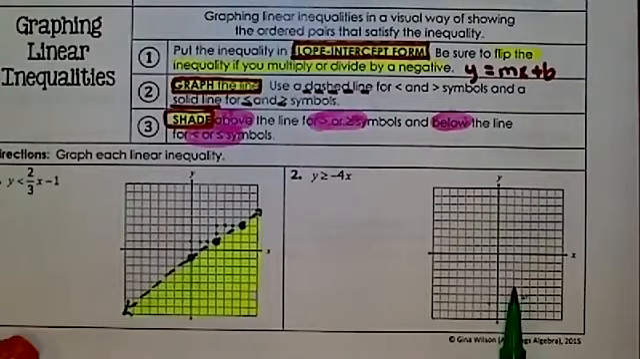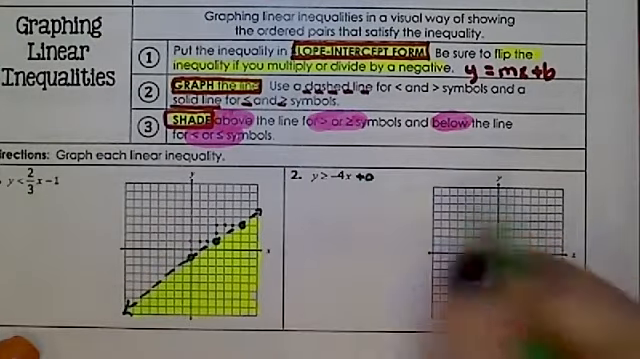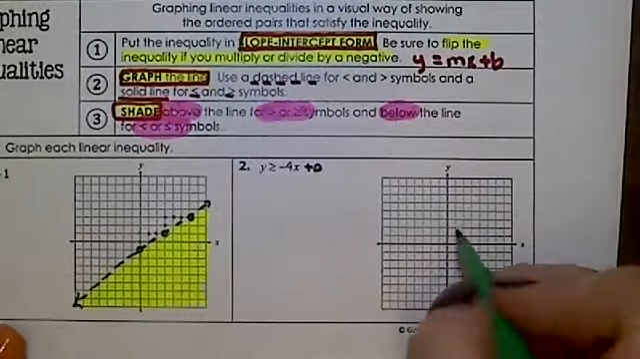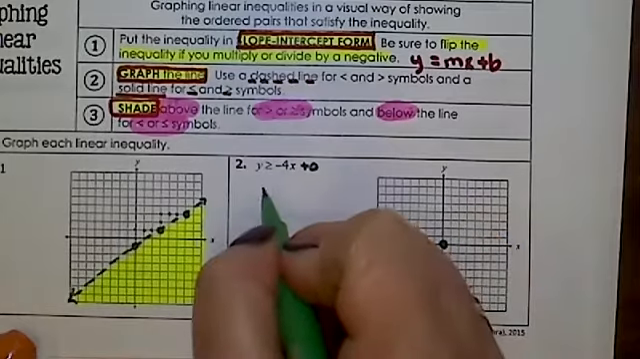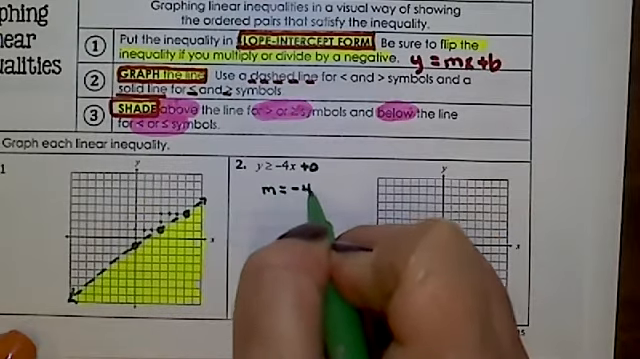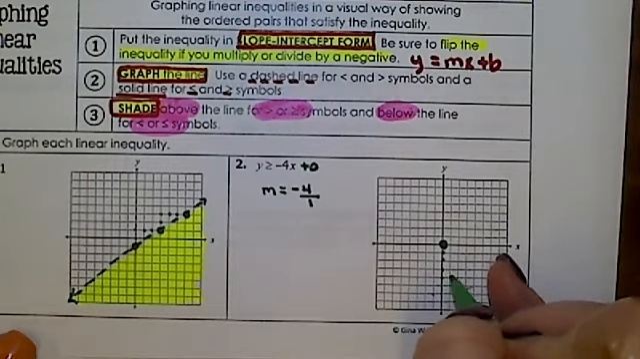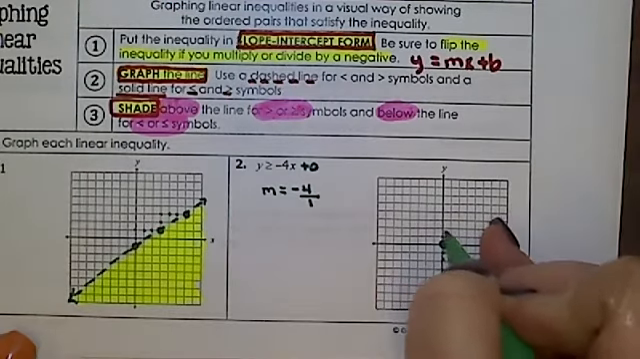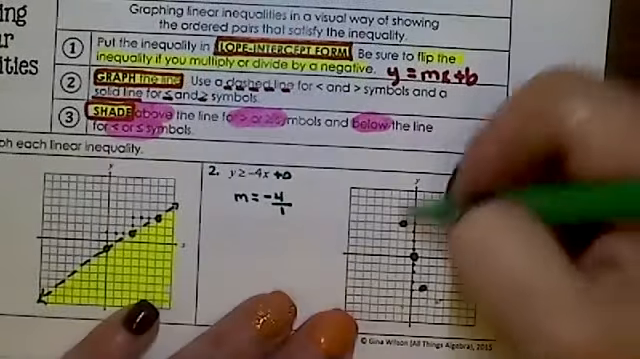Okay, for number 2, we're going to start at the origin because there's not a y-intercept. And this time we have a negative slope. So remember, we need to make that a fraction for a rise and a run. So this time we're going to fall 4 and run 1. Then I'm going to rise 4 and go left 1. This time the line's going to be solid.